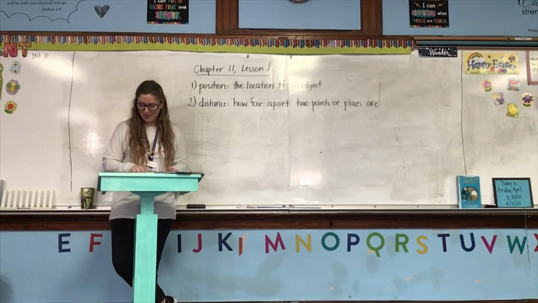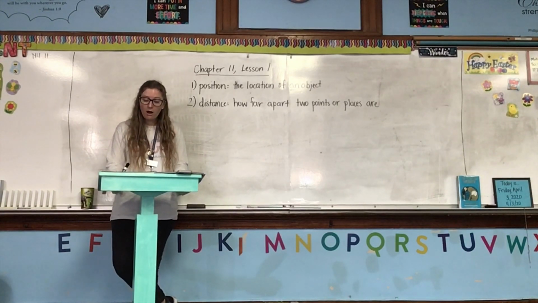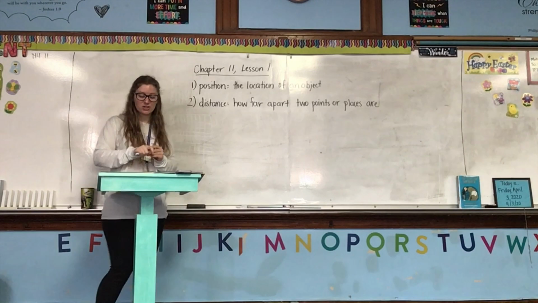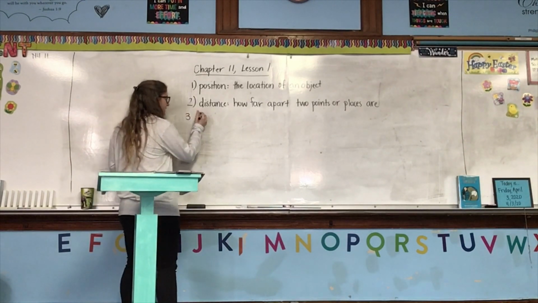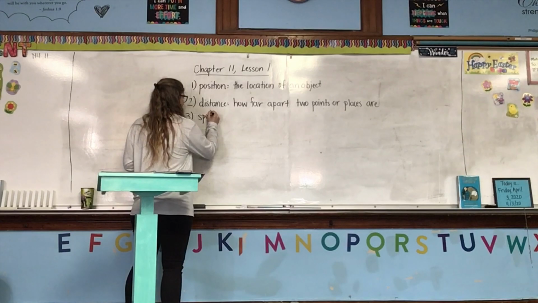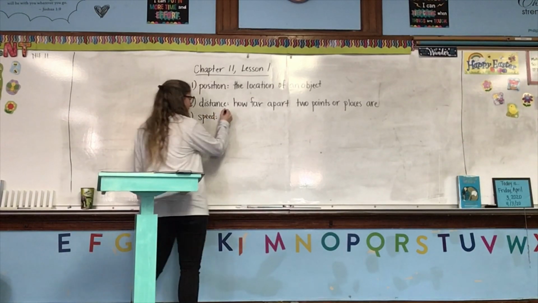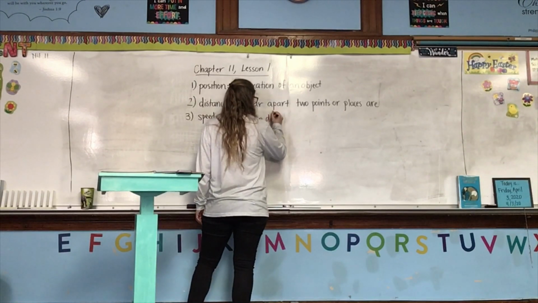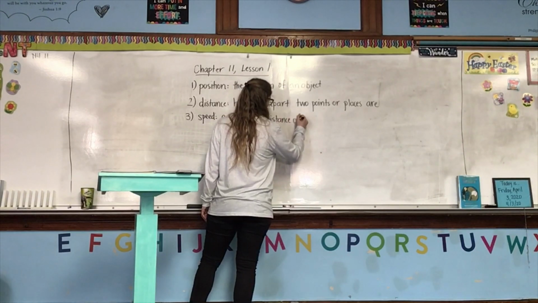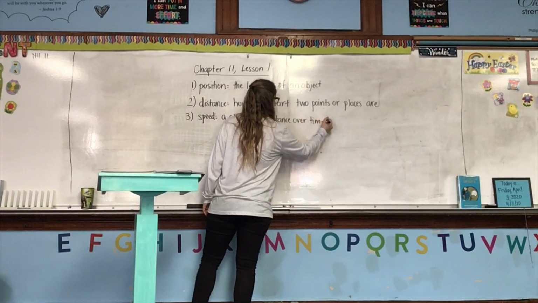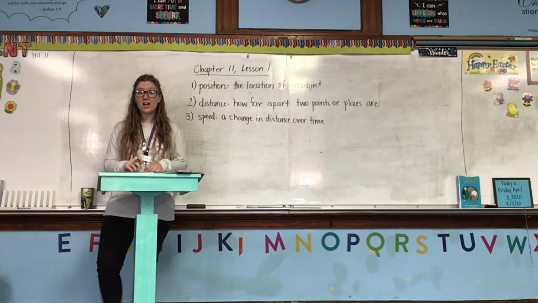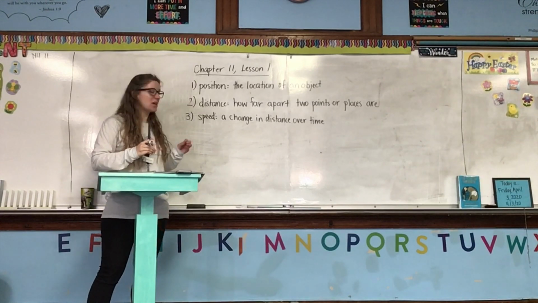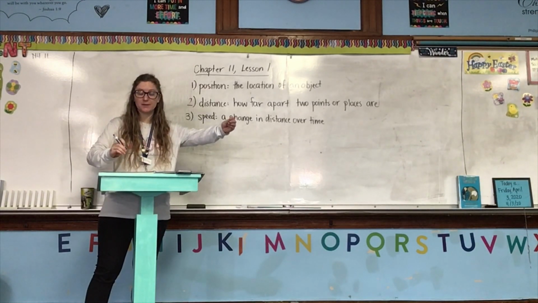So speed on page 485. All moving objects have speed. Speed is a change in distance over time. So our third word is speed. And speed is a change in distance over time. So speed is how long it takes for that object to move from one place to another.